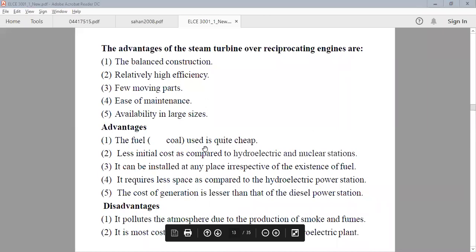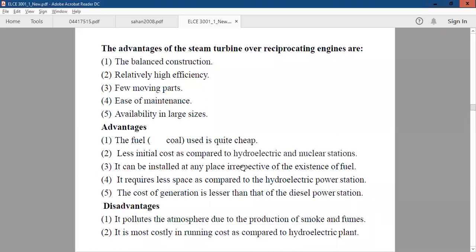Also, let's go back to steam power plants, okay? It requires less place, and the cost of generation or production cost is less than that of the diesel power station. What are the disadvantages? It pollutes. It uses coal, so it produces carbon dioxide smoke. It pollutes the atmosphere, it's not good for the environment.